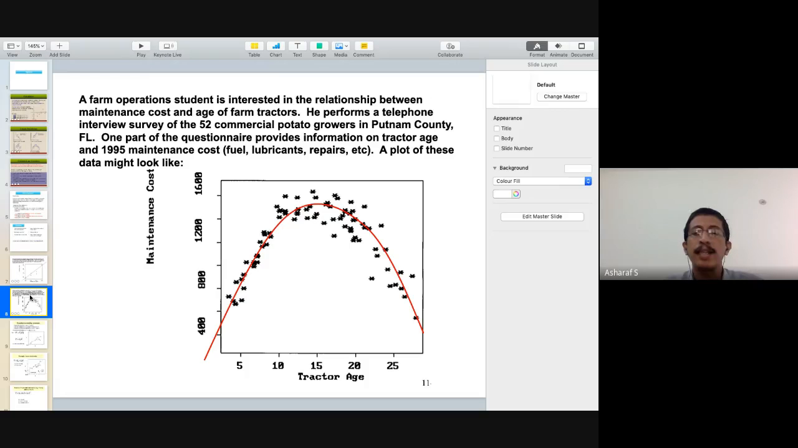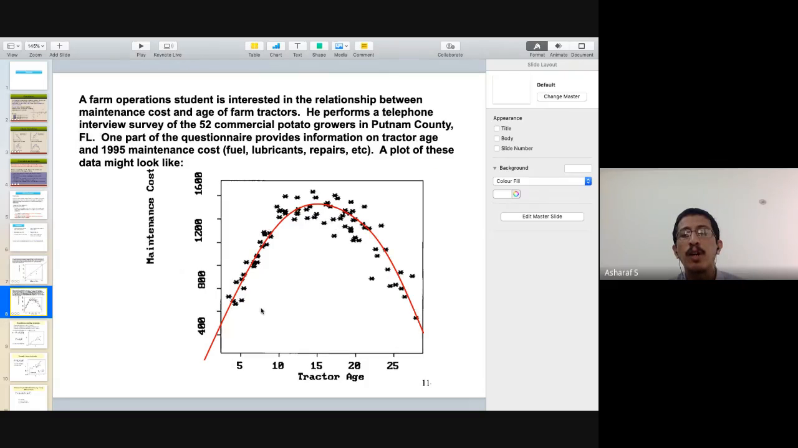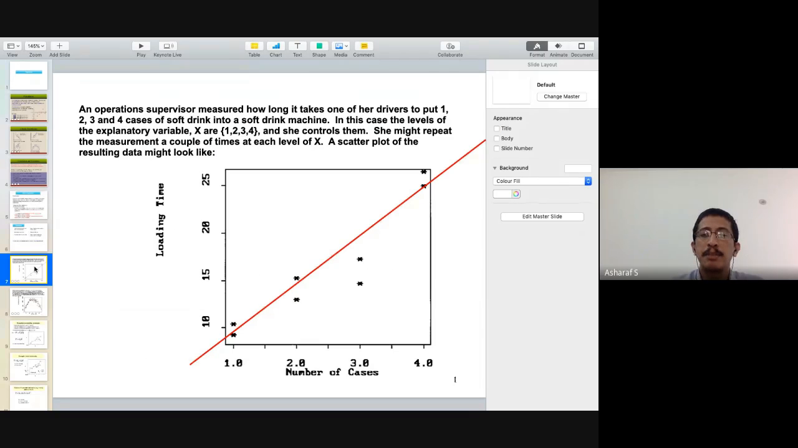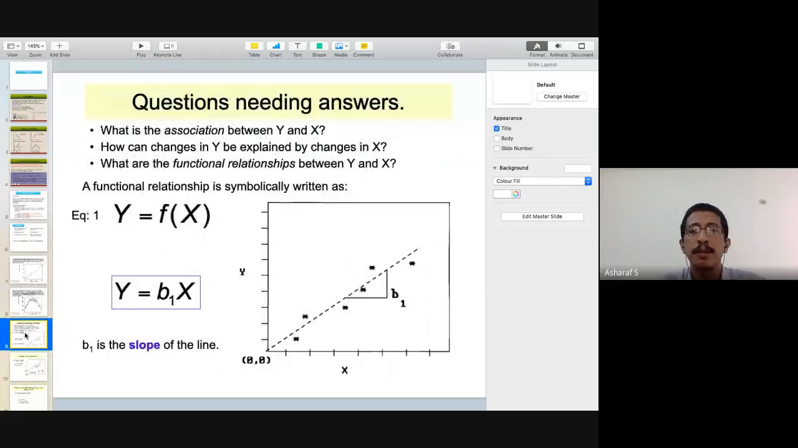it. So tractor age versus maintenance cost, and you can see that the relationship is unlike the earlier case. This relationship is not linear; it's more of a non-linear one, and you see some interesting shape out here. All right, so this is another example. The question is, the relationship can be as simple as linear, or it can be non-linear. Let us look at the simplest among the relationships.